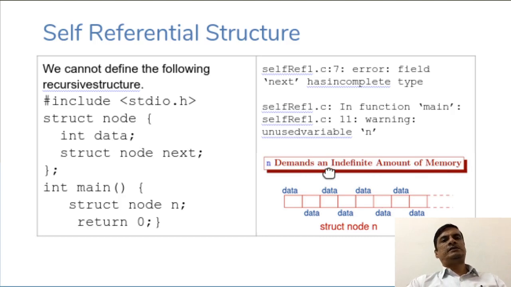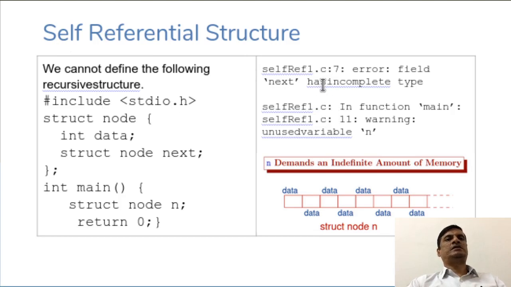So it needs an indefinite amount of memory, which will produce a kind of error. The type of next is incomplete, and it will throw a warning that it cannot allot the memory, and it is not possible to work out this particular program. So that is the main problem with a self-referential structure. Throughout all the different linked list programs, doubly linked list programs, in many instances we use this self-referential structure.